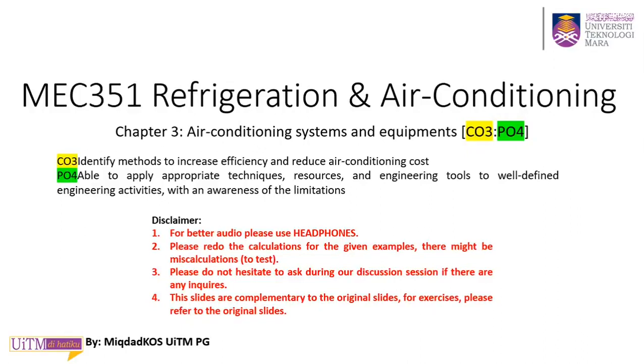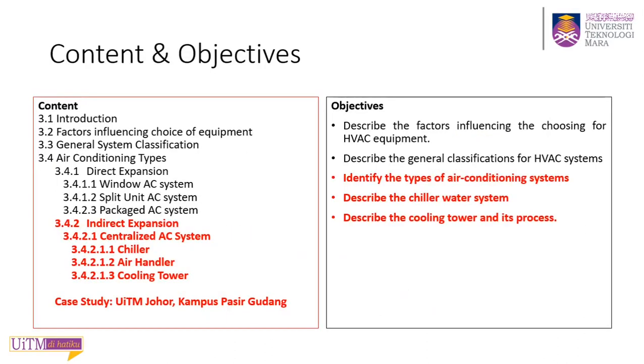In today's video lesson, we will continue with chapter 3 of our syllabus. We will continue with subtopic 3.4, where we will cover the indirect expansion air conditioning system. And as you can see in the subtopic, an example for an indirect expansion system is the centralized air conditioning system. The objective for this subtopic is on the right of the screen.